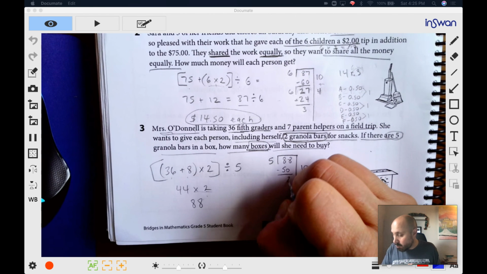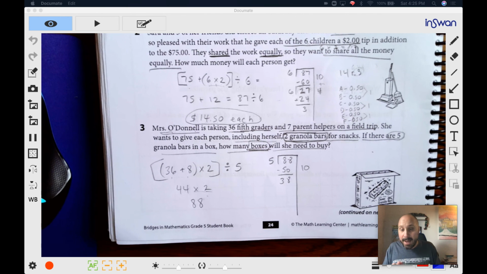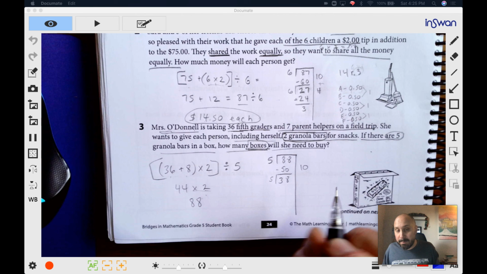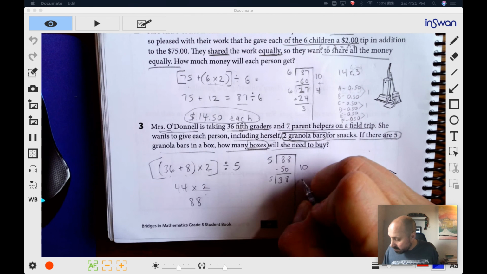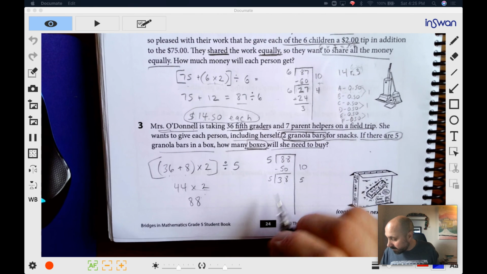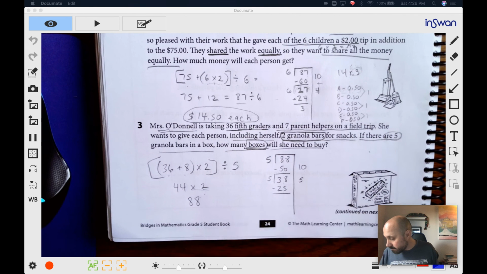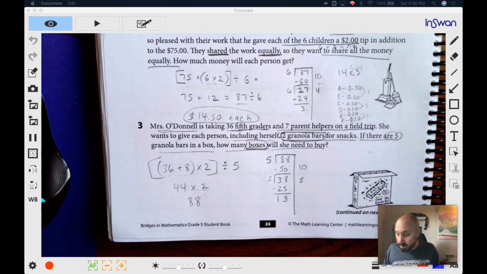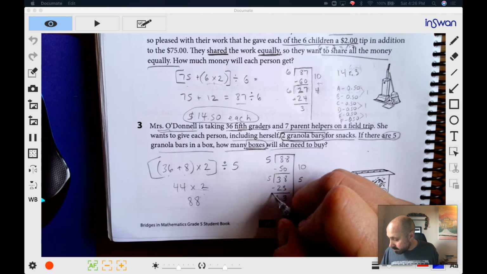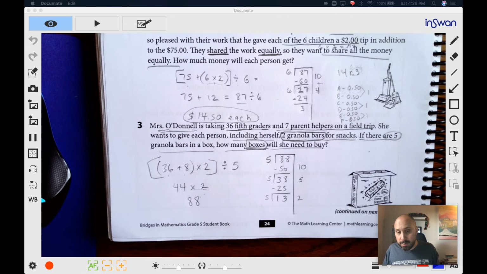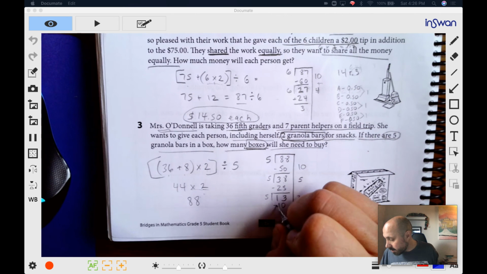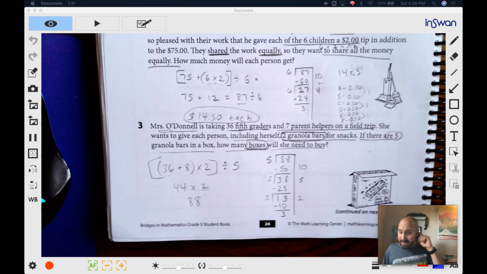Okay, we need to buy some more boxes. How about 5? Now we're up to 38. So if our number was 38, how many boxes? Let's try 5. So 5 boxes gives us 25 granola bars. Now we're left with 13 granola bars. We're so close. Let's do 2 because I know 5 times 2 is 10, but 5 times 3 is 15. So that would be too many. So 10, and I have a remainder of 3 granola bars.